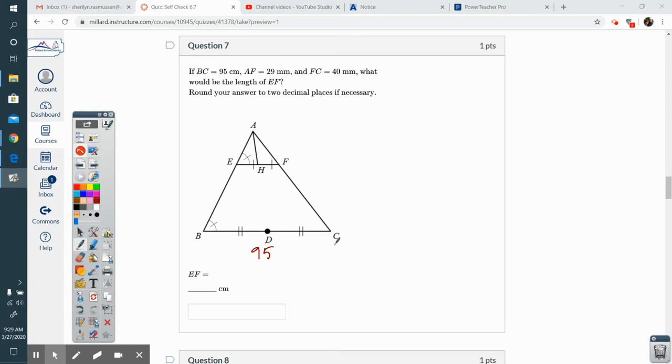All right, so the BC is 95, AF is 29, and FC right here is 40. What would be the length of, it's asking for EF.